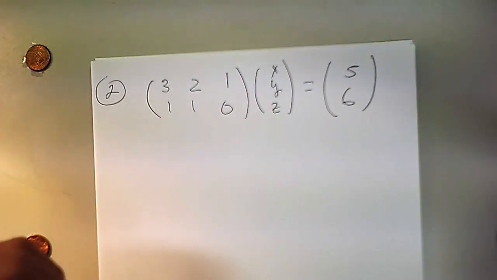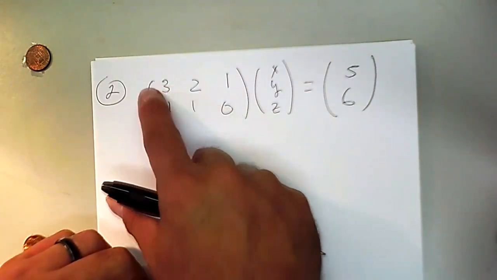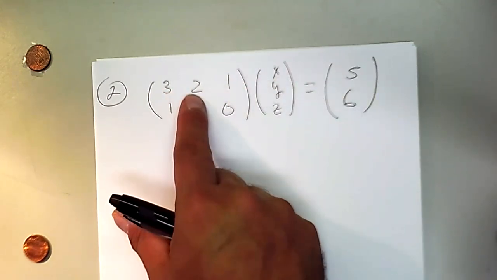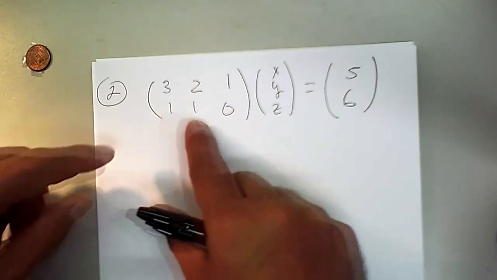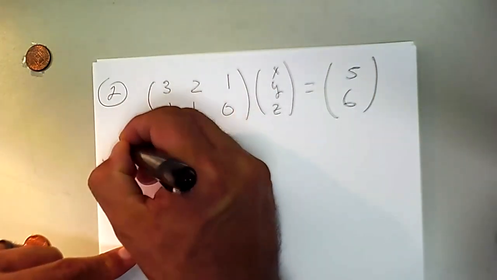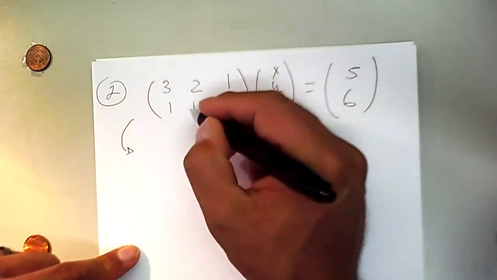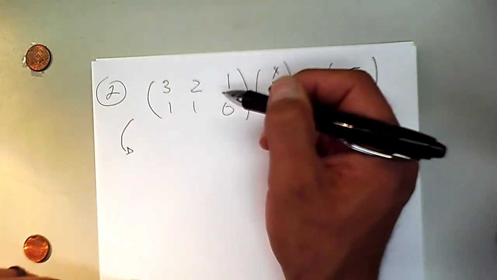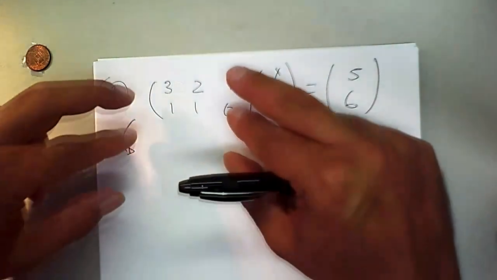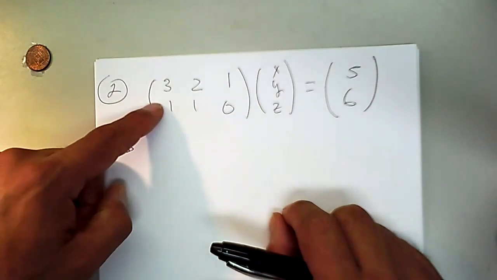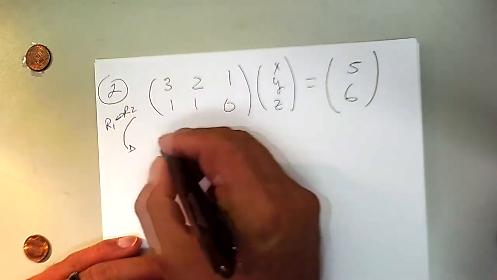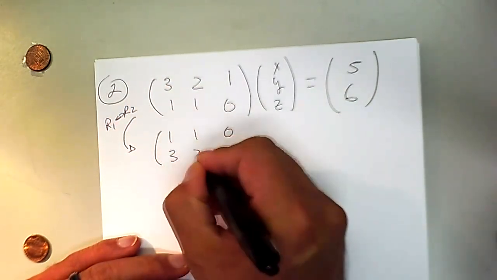Okay, so let's start solving this by performing row operations. For instance, we can subtract three times the second row from the first row to get a 1 here. Actually, now that I think about this, we can just switch those two around and that immediately will put us there. So let's do that. Let's switch R1 with R2. And that's going to give us 1, 1, 0, 3, 2, 1.